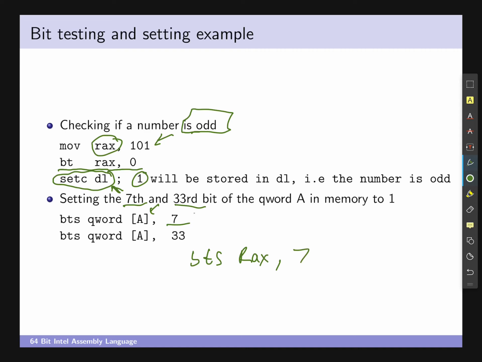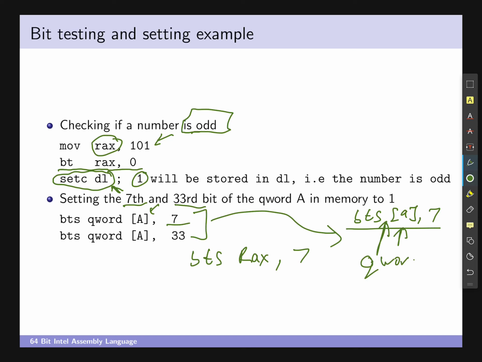But in this example over here, and I repeatedly say this because it is a place that I find students often forget, if I had something like BTS A, 7, again, it's ambiguous how big this memory is. So that's why we're forced to specify the size. So in this case, if A was a quad word, I have to use QWORD.